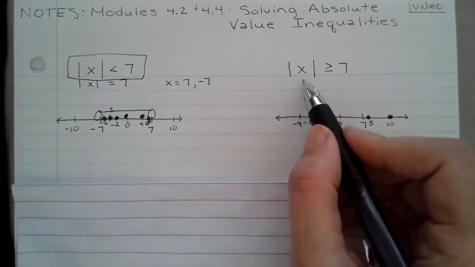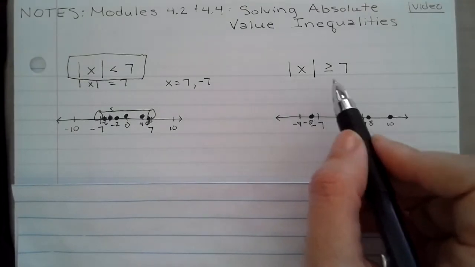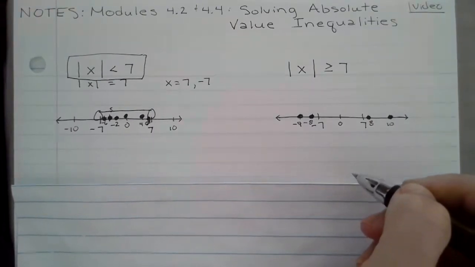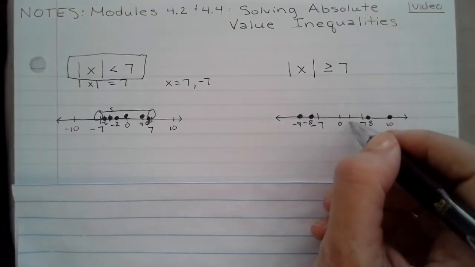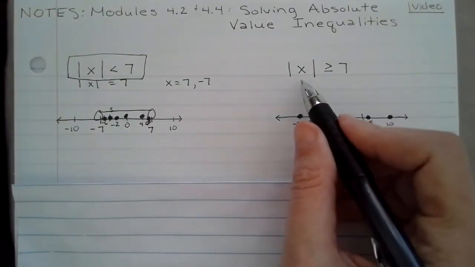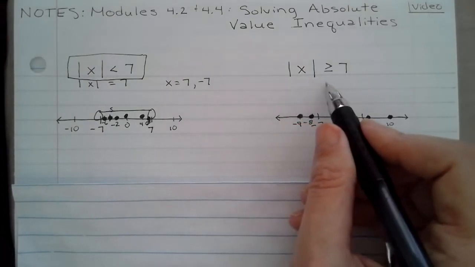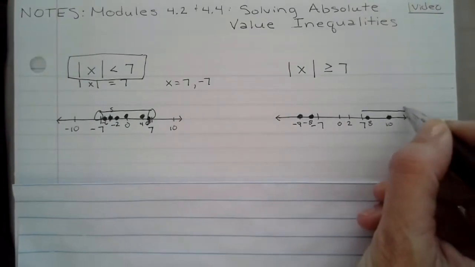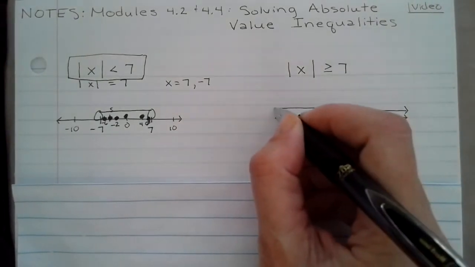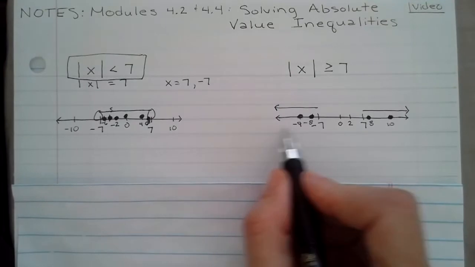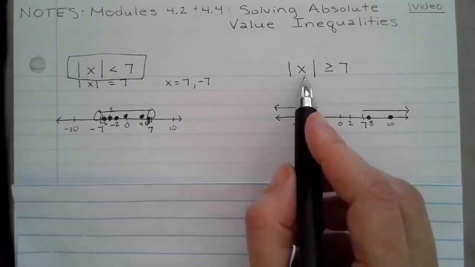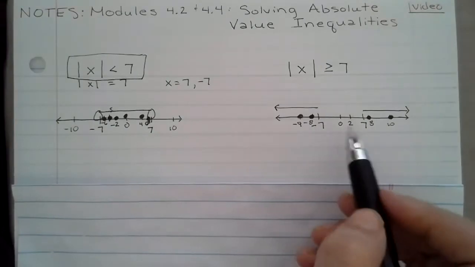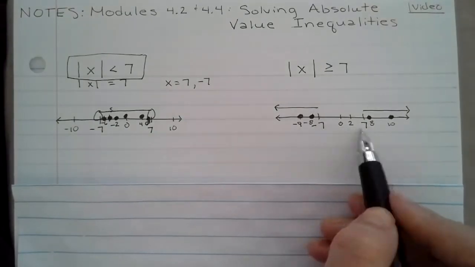Absolute value of negative 9 is positive 9, and positive 9 is bigger than 7. Okay, so now let's try another one in here. Let's try a 2. Absolute value of 2 is 2, and 2 is not bigger than 7. So this one strangely looks like solutions would be on the outsides. Any number you pick that's down here, a negative 10, absolute value positive 10 is bigger than 7. These are all going to be solutions, but anything you pick in between them is not.